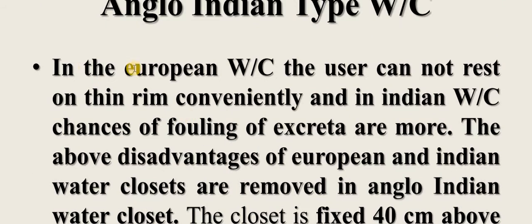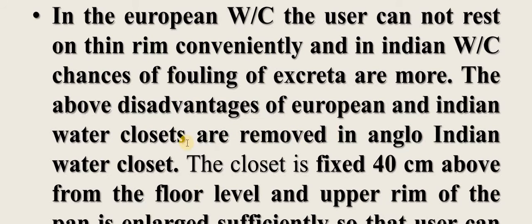In the Anglo-Indian type, in the European Western WC, the user cannot rest on the thin rim conveniently, and in the Indian WC, chances of fouling by excreta are more. Thus the above disadvantages of European and Indian water closets are removed in the Anglo-Indian water closet.